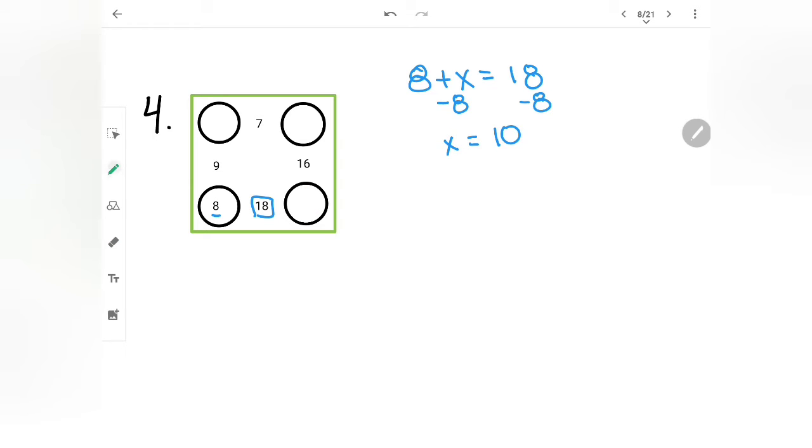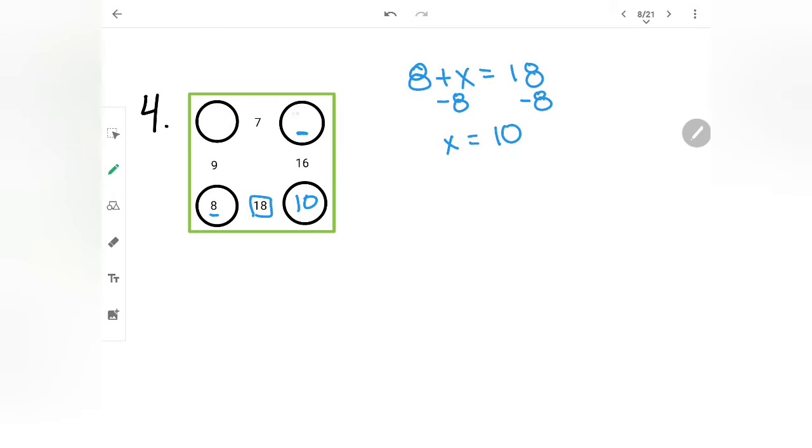So we're going to go ahead, we're going to write 10 right there. And now we're going to solve for this next circle. Well, we know, since we don't have a number, it's going to be x. So 10 plus x should be equivalent to 16. And then all we'll really need to do is subtract 10 from both sides, and x should be equivalent to 6, which will be our new blank right here.